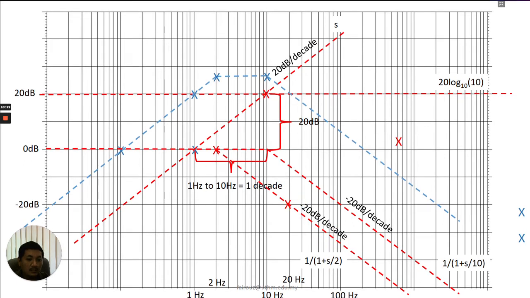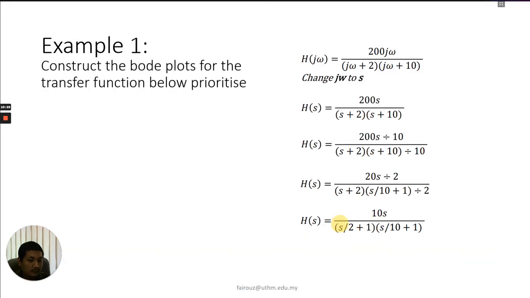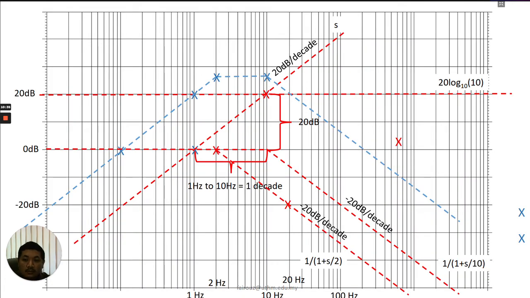So that is the third factor, which is this one. Finally, the fourth factor, 1 over 1 plus S over 10, that is the same thing, 0 dB. Plot the line, don't forget to plot the line, and then at 10 Hertz it goes down negative 20 dB per decade, right? So that is the fourth factor. We have the first factor here, second factor here, third factor here, fourth factor here.